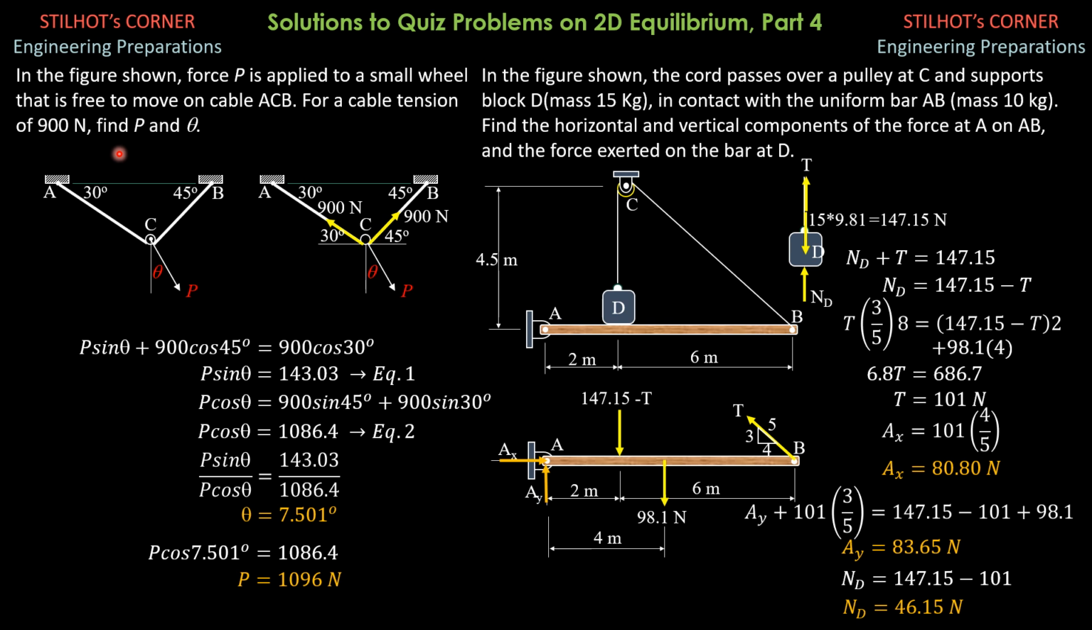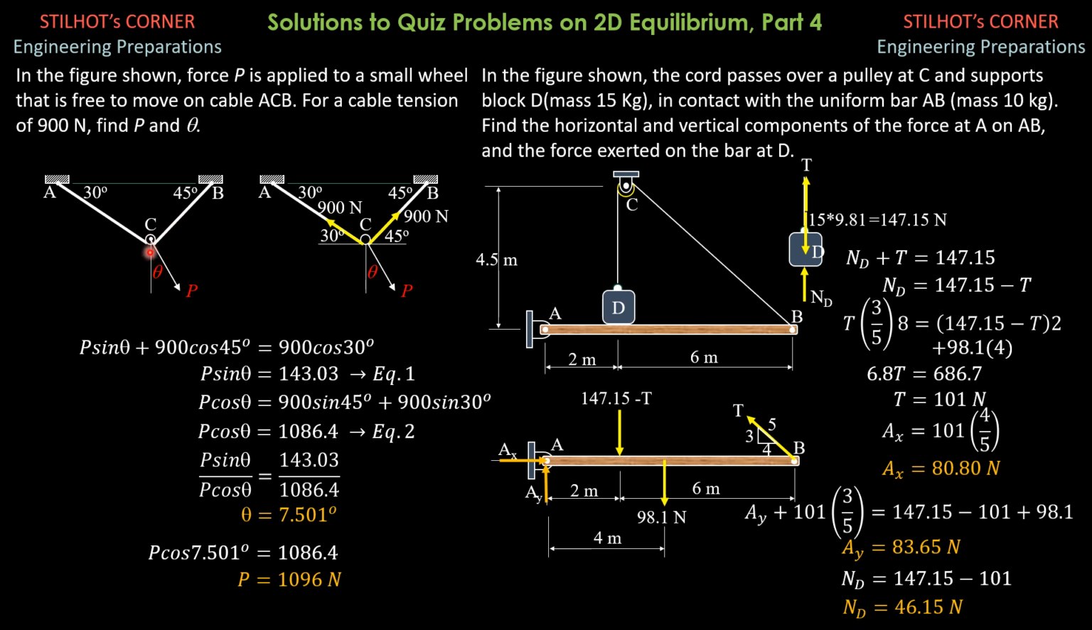This is very basic. In the figure shown, force P is applied to a small wheel that is free to move on cable ACB. So it's free to move. For a cable tension of 900 newtons, find P and theta. So take note, this small wheel is free to rotate.